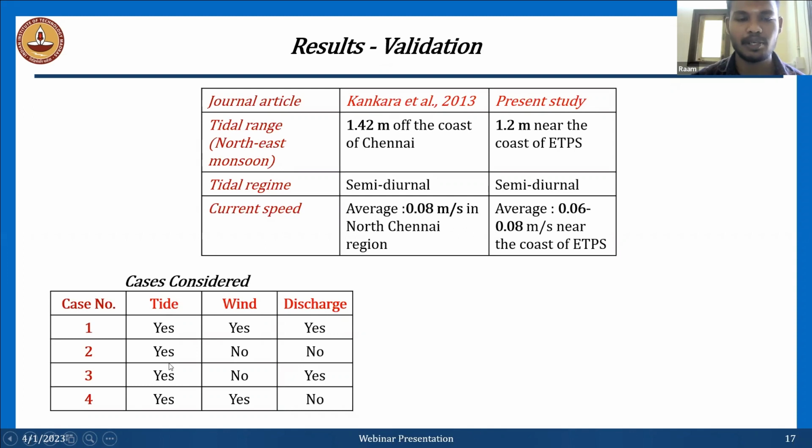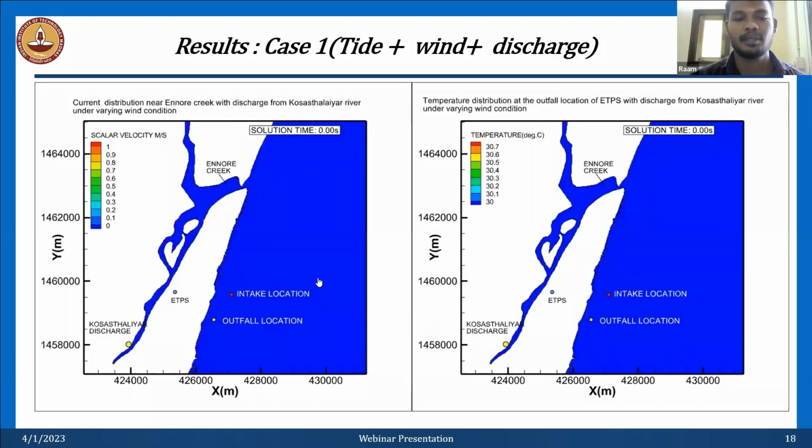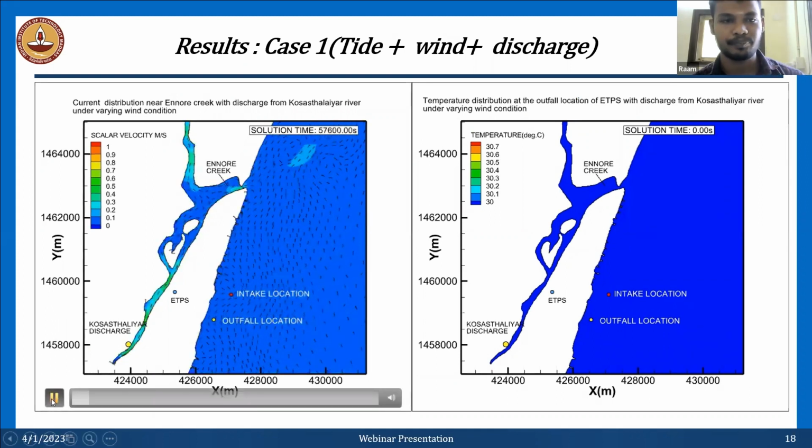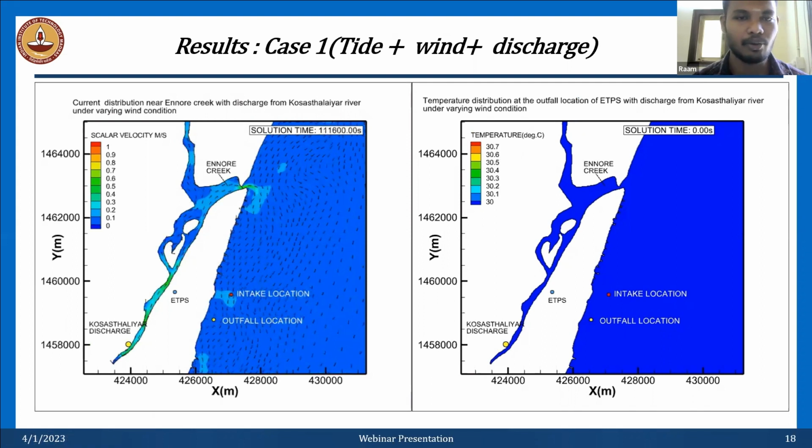Like if we include only tide, how the advection is happening. If we include tide and wind, and if we include tide, wind, and discharge from the river channel, that Kosathalia river channel, how that will behave. This is the simulation case for tide, wind, and discharge. Three things are included. That is, tide from the ocean, wind also given in the ocean domain, and discharge from this Kosathalia river. You can see the animated video.